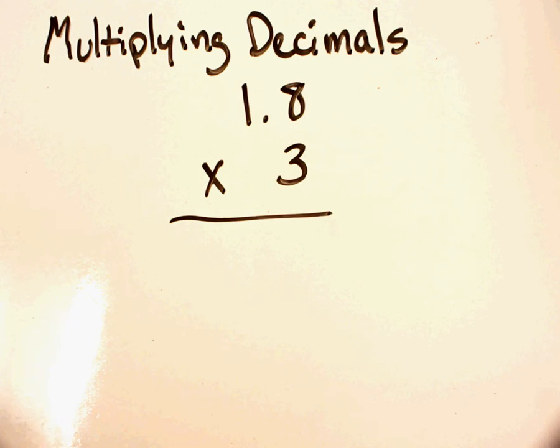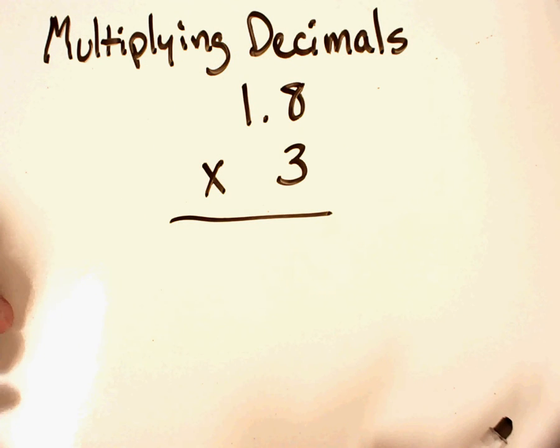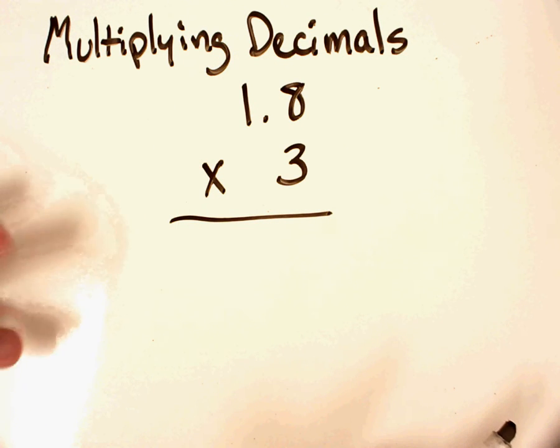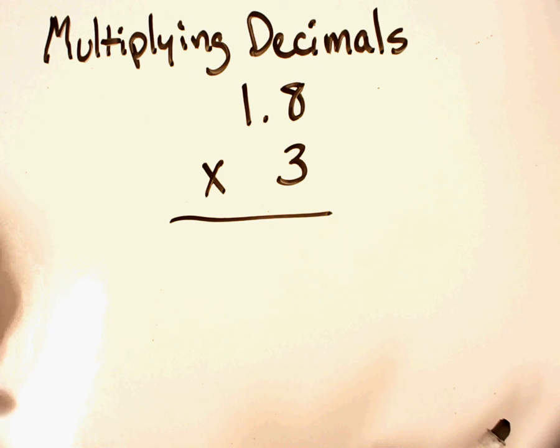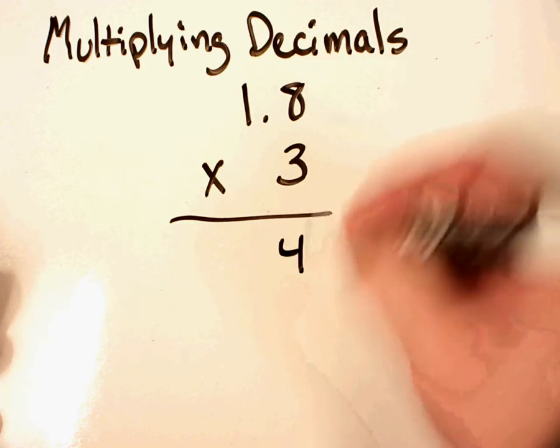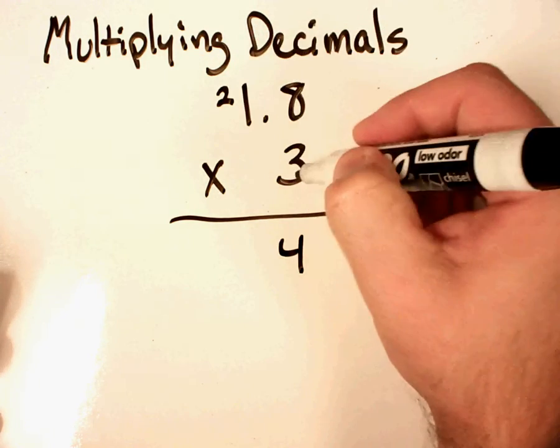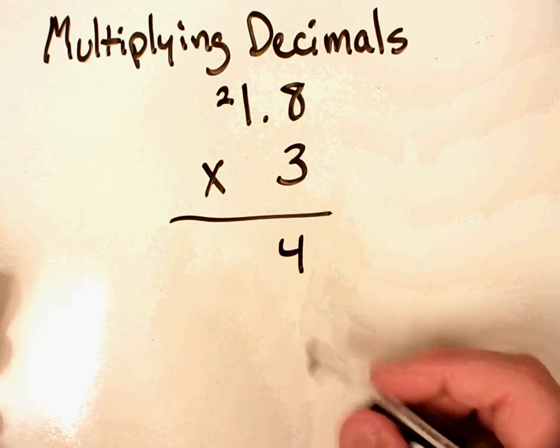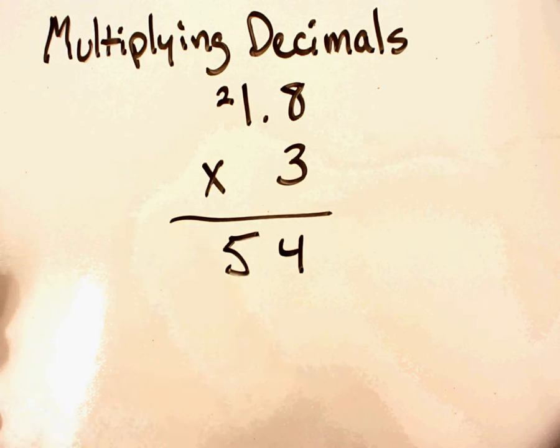So what we're going to do is multiply just like we normally would, and we're just going to kind of ignore the decimal for right now. We're just going to pretend like it's not there, and then we'll come back and deal with it as our last step. All right, so 3 times 8 gives me 24, carrying my 2. 3 times 1 gives me 3 plus 2 is 5. And so I end up with 54.